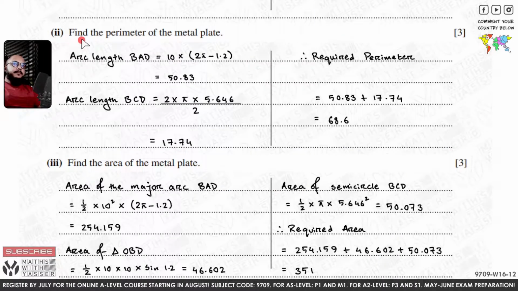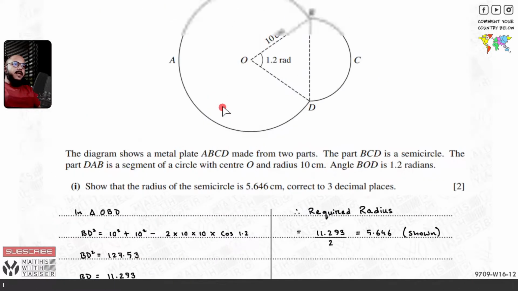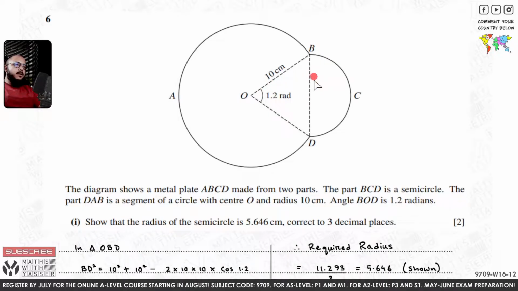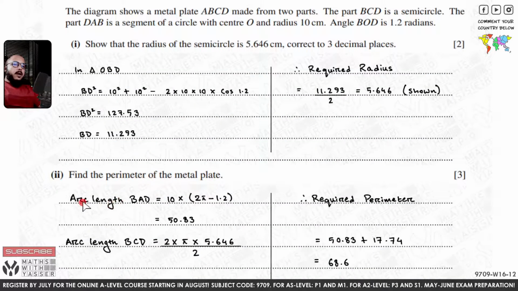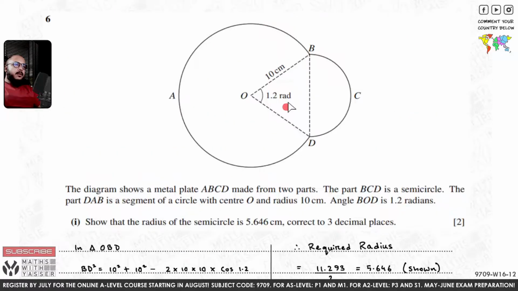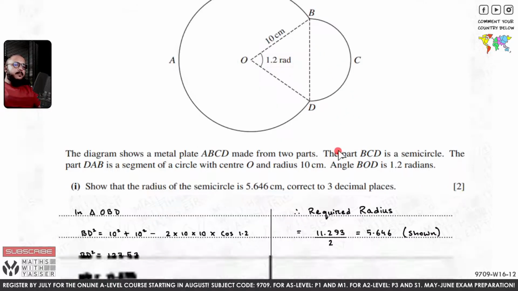In the second part, we need to find the perimeter of the metal plate. When they're talking about the perimeter, that means we should not be taking the dotted line, rather we should be taking the solid lines, these circular paths only. So arc length BAD. BAD is the major arc, and we have to find the length of BCD as well.